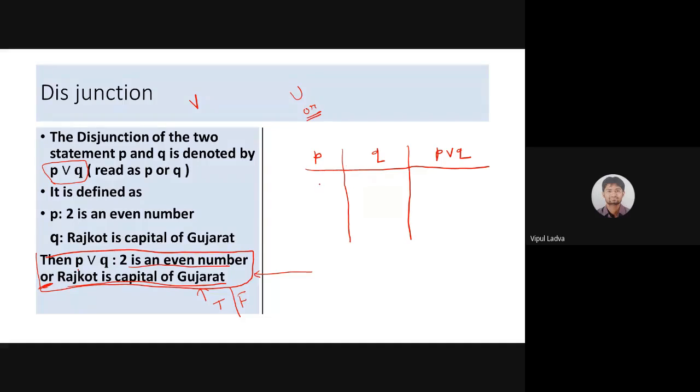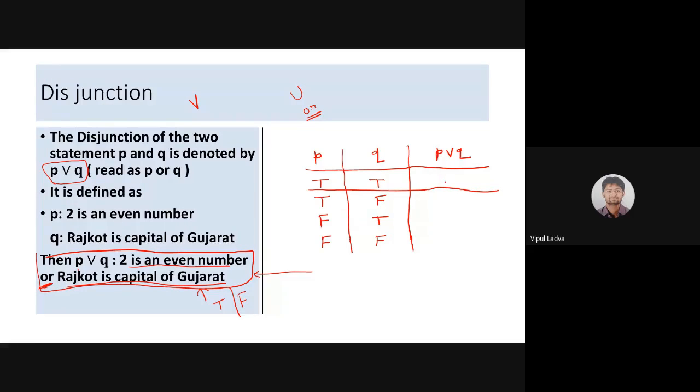First of all, let's list out all the possibilities for P and Q. Maybe both are true. Maybe the first is true and the second is false. Or the first is false and the second has truth value true, and in the worst case both have truth value false. Now what we are interested in is the truth value of P or Q.